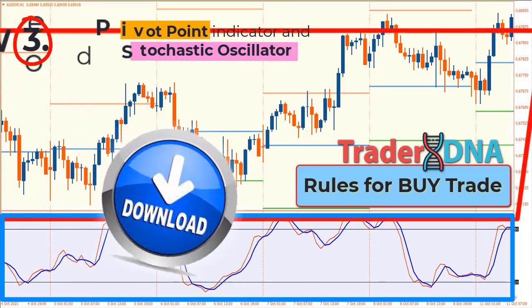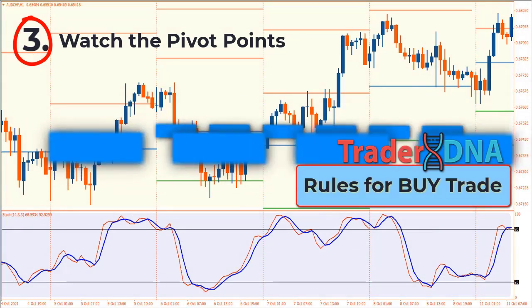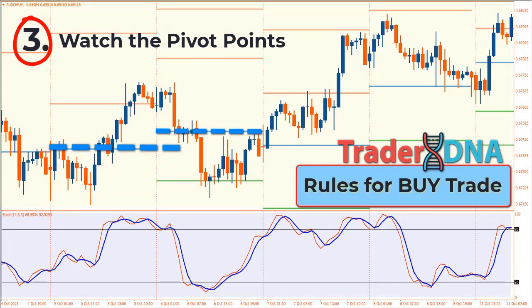Step number 3. Watch the pivot points. Ensure that the current pivot point is higher than the previous one. If the current pivot point is higher than the previous one, we only consider taking long entries.